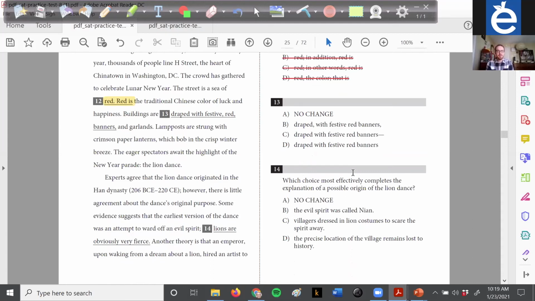Buildings are draped with festive, comma, red, comma, banners, comma, and garlands. Okay, so we're not being asked about the words. Those are all the same. It does look like we're being asked about punctuation. And I don't think we need these commas here. If you can't find a clear reason to use a comma, don't use it. We're not listing things. We don't have both festive and red and banners. We have festive red banners. They're just draped with festive red banners and garlands. We don't need any of these commas here.